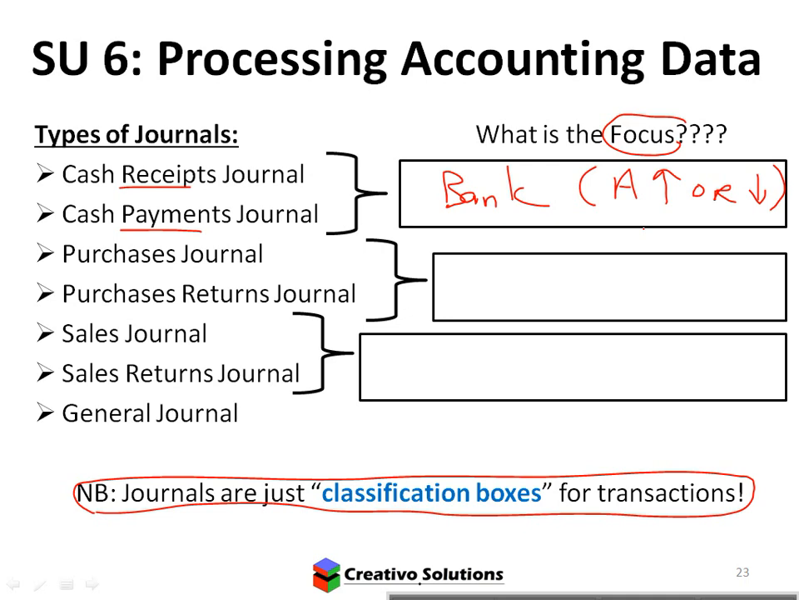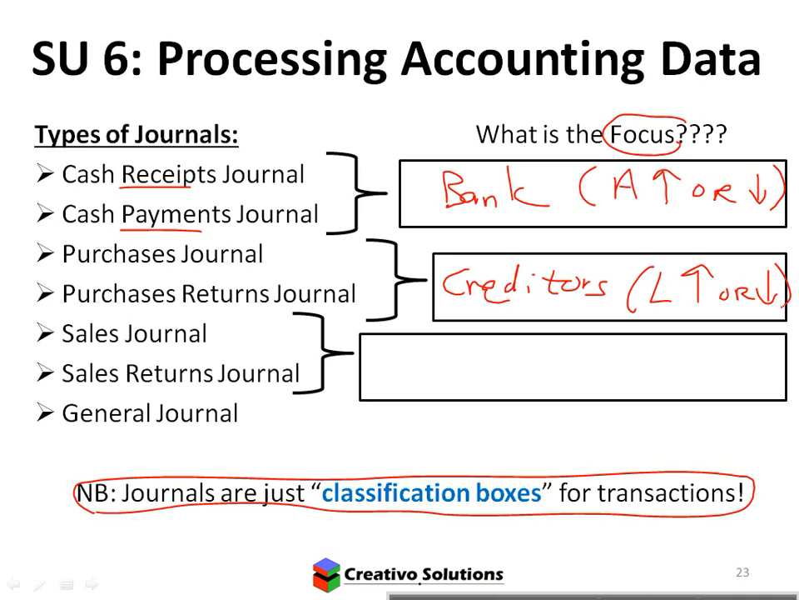Right, you do get different journals. You get purchases journals and you get purchase returns journals. If I'm looking at a purchases journal, who am I dealing with? Debtors or creditors? Think about it. Who do you buy from? A debtor or a creditor? Correct. A creditor. There's the focus. So creditors will either go up, liability increase or decrease.